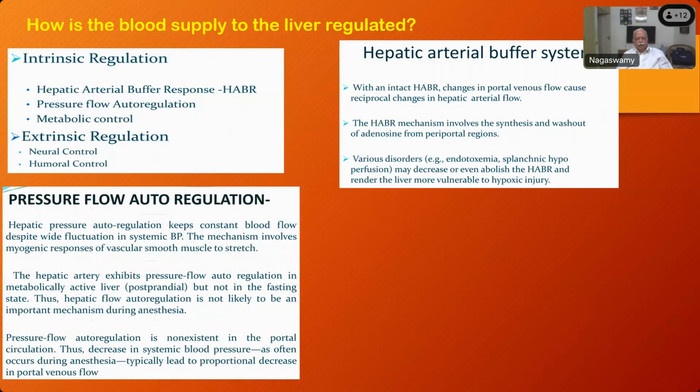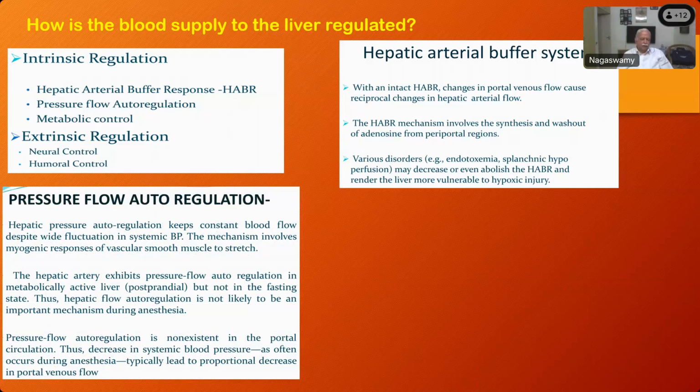Which other such supply or circulation does not have auto-regulation? In women, after they get married, I'm telling you the clue, they become pregnant. Uterus, sir. Uterus. Uteroplacental circulation. It is not the uterus, it is the uteroplacental circulation which does not have auto-regulation.